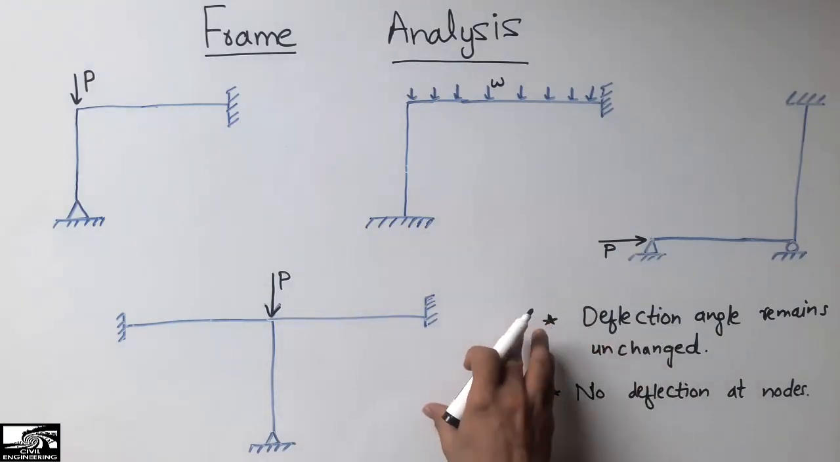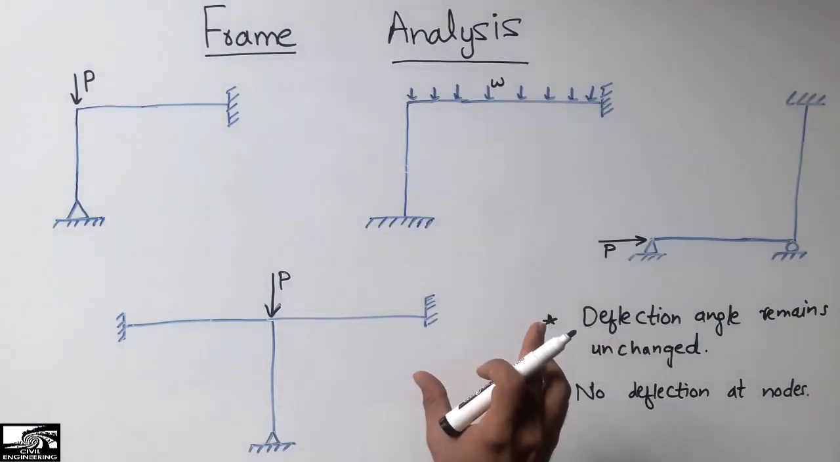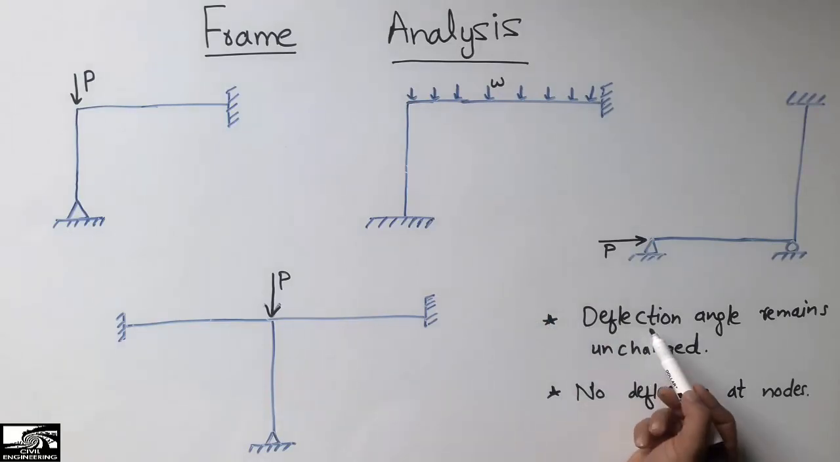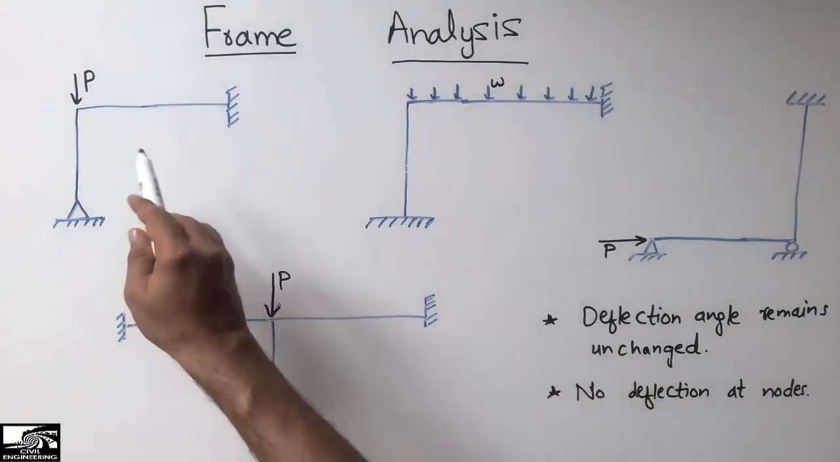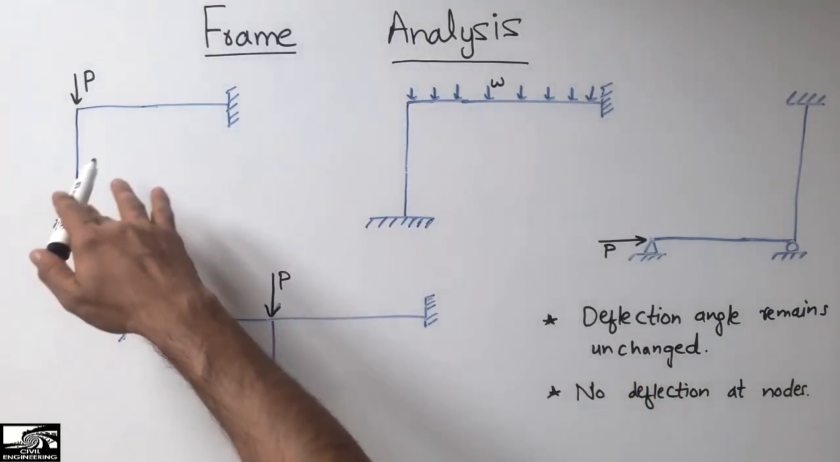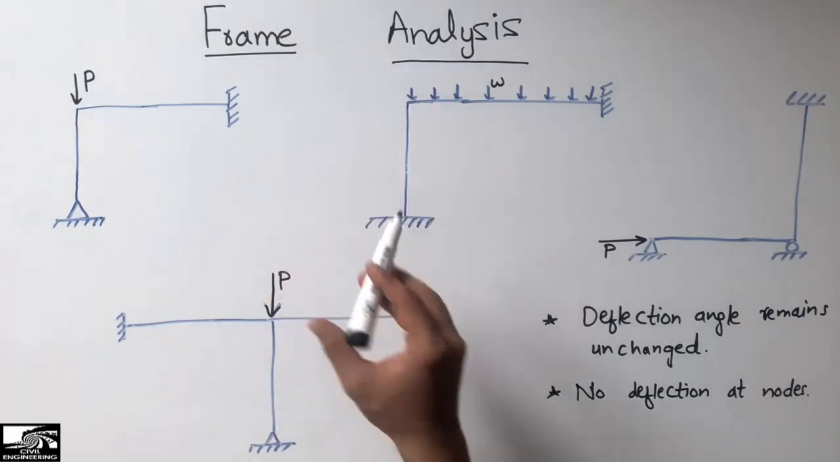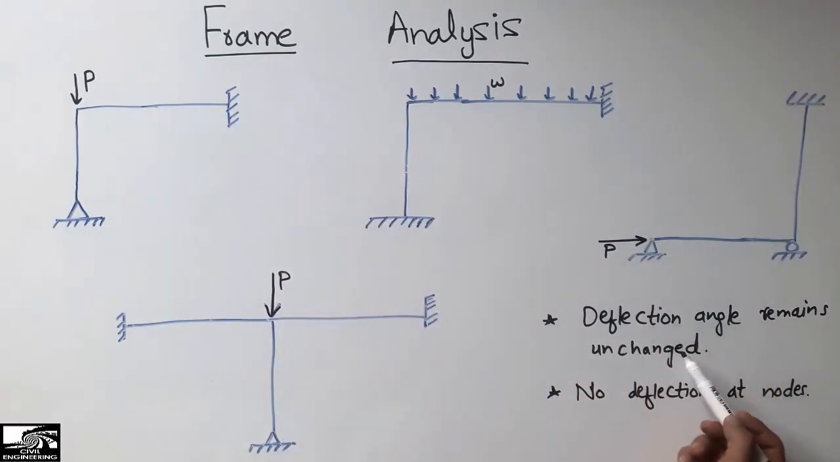To draw the deflected shape of any type of frame, you must remember these 2 points. The first one is that the deflection angle remains unchanged. I will explain this by drawing the deflected shape of each type of frame, so you will get to know what it means. But you must remember that the deflection angle must be constant. The second one is that there is no deflection at the nodes.